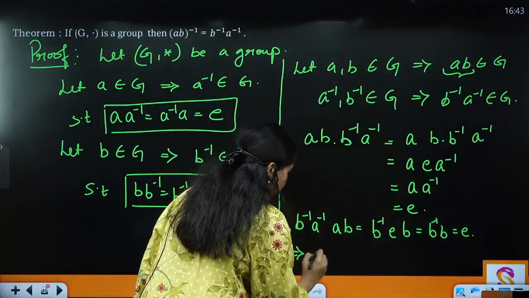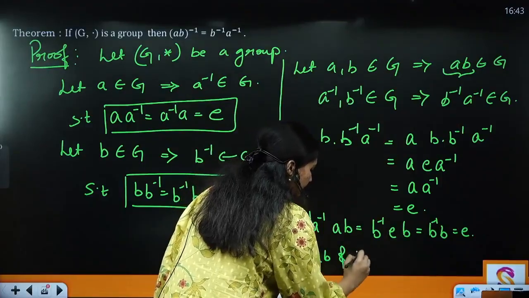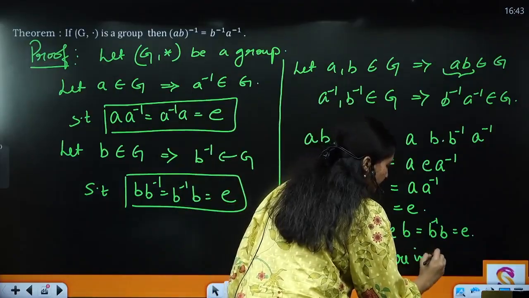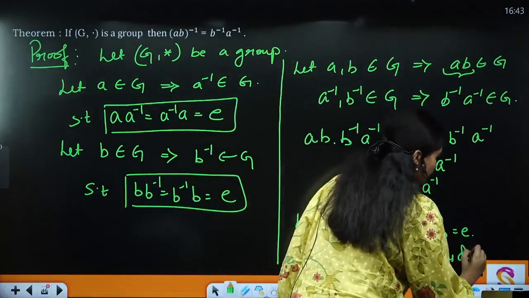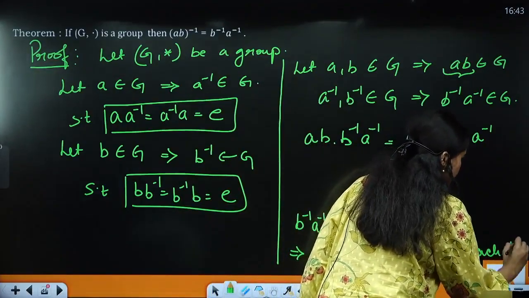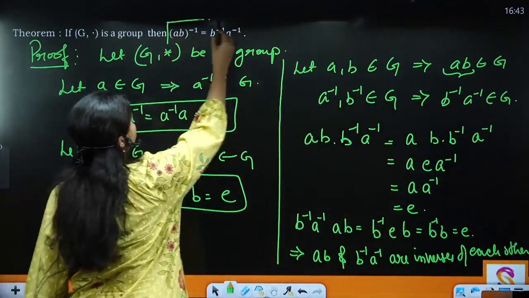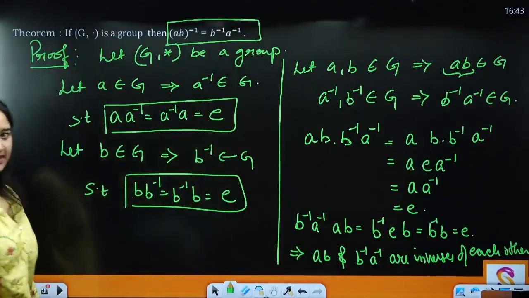So this implies that AB and B inverse A inverse are inverses of each other. So this implies that AB's inverse is equal to B inverse A inverse.